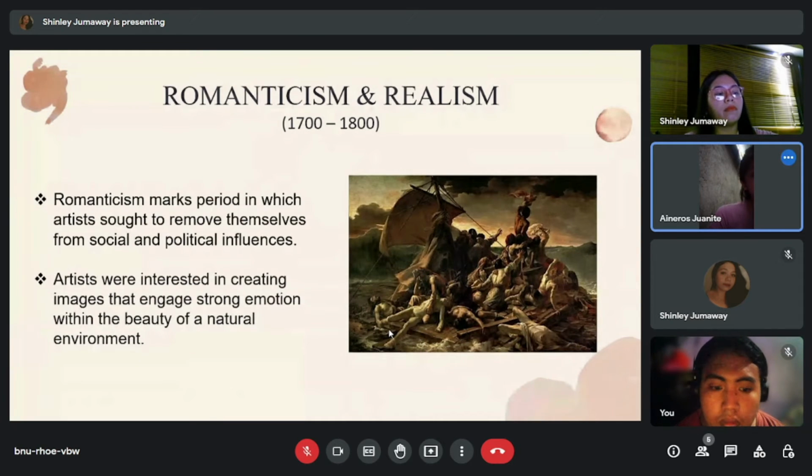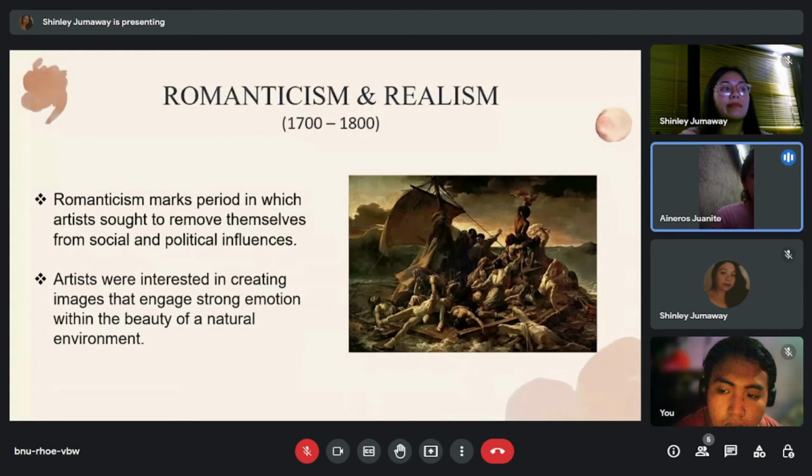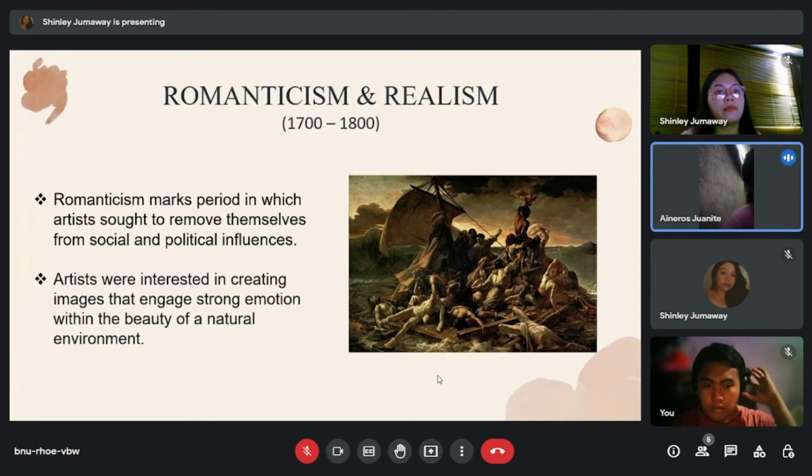Romanticism and Realism. Romanticism was a period in which artists sought to remove themselves from social and political influence. Artists were interested in creating images that engage strong emotion within the beauty of the natural environment. So romanticism is fiction and deals with imagination, while realism is non-fictional and deals with pragmatism.